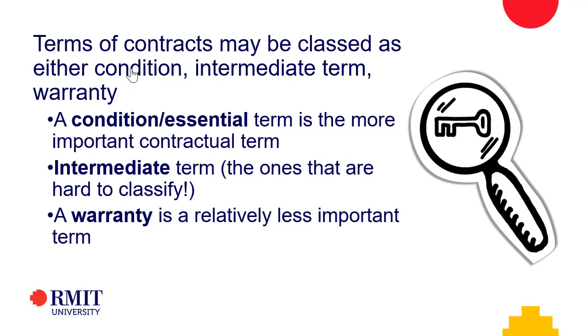Is it a warranty? So is it a term that is not essential, but a breach or a failure to meet that term should give rise to damages? Or is it an intermediate or an innominate term? They are this sort of middling case where you're not quite sure which they are, and these are the ones that are hard to classify, and the consequences are dependent on what the impact of the breach is.